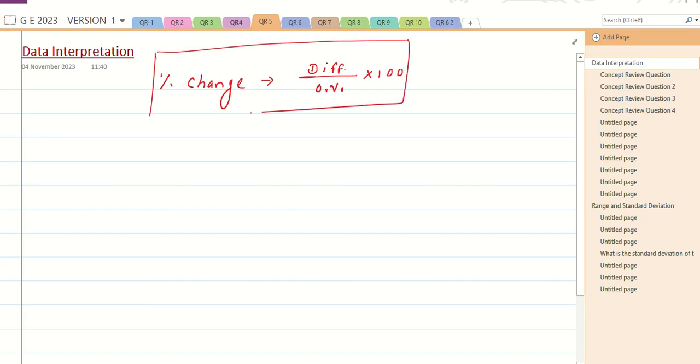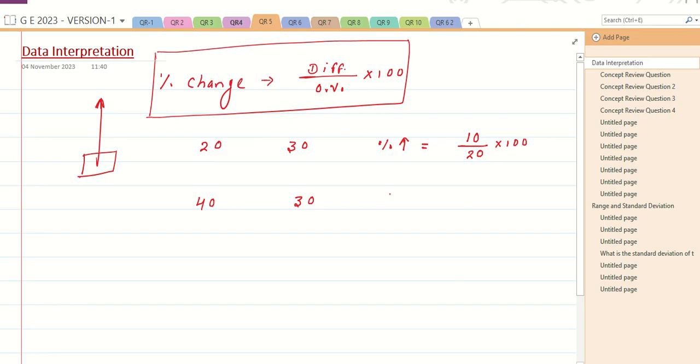Correct, no? Let's say the data given is 20 and 30. If the question is find out percentage increment, which could be the initial value here? 20, no? Talking about the increment. Increment means the initial value will be the lower value, no? Right? So difference is 10. What is the initial here? Original 20 into 100.